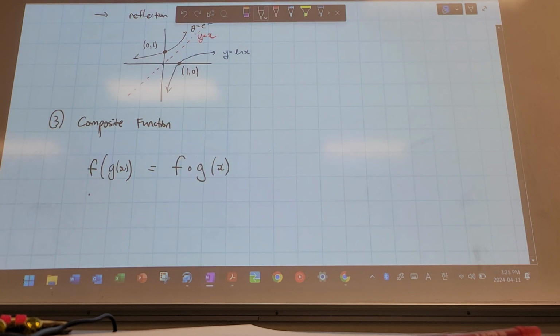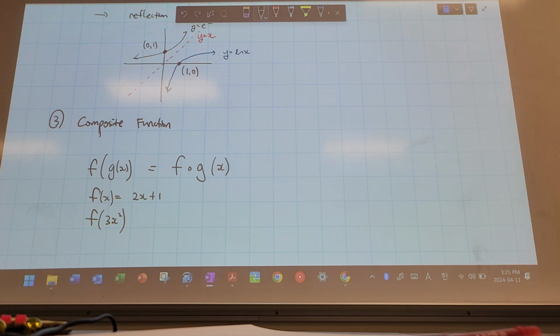Basically, we can also do the evaluation. Let's say f of x is 2x plus 1, make it easy. And then we can also find f of, let's say, 3x squared. It means that we're replacing the x in f of x with whatever input you have. Just make sure you put a bracket around it. So we'll do 2 times bracket 3x squared plus 1, which evaluates to 6x squared plus 1. So that's the idea of the composite function. The composite function is used in calculus once again when we do the chain rule.